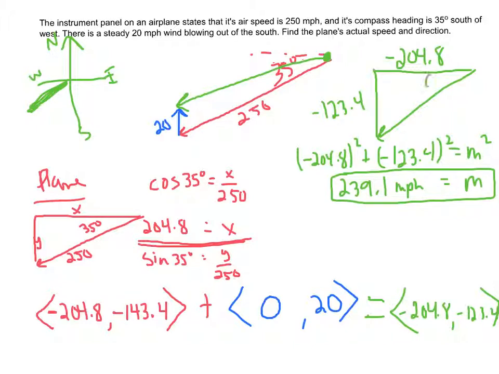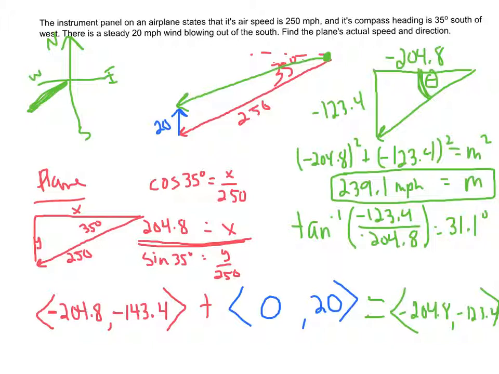So next we need to find our direction, and our direction is that theta. And whatever we get for this theta, remember due west is 180 degrees, and so we're just going to take whatever this angle is and add it to 180 degrees. So to get that angle, I'm going to do tangent inverse of negative 123.4 over negative 204.8. And I'm going to type that into my calculator, and I get 31.1 degrees.